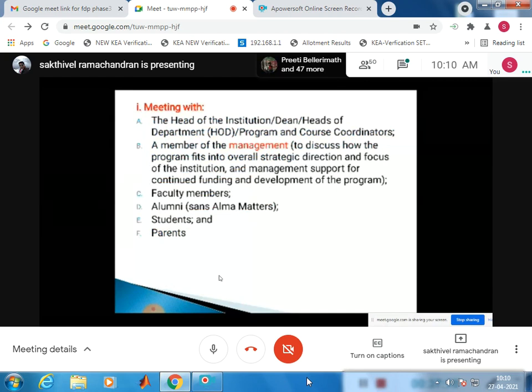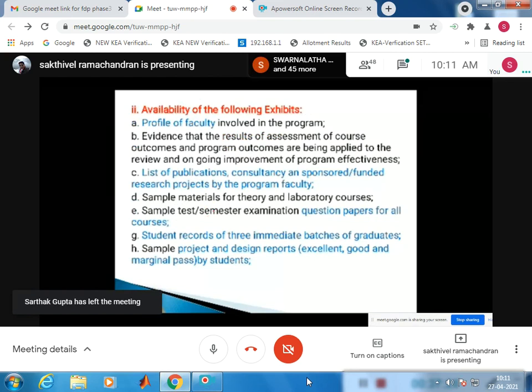So basically, the NBA committee has a meeting among all these people: head of the institution, the members of management, faculty members, alumni, students, parents. All the stakeholders will be having a meeting, and their inputs will be taken up. What are the things which you can exhibit? The list of publications, consultancy, sponsored, funded projects, the profile of the faculty. This could be exhibited. The question papers for courses, student records.